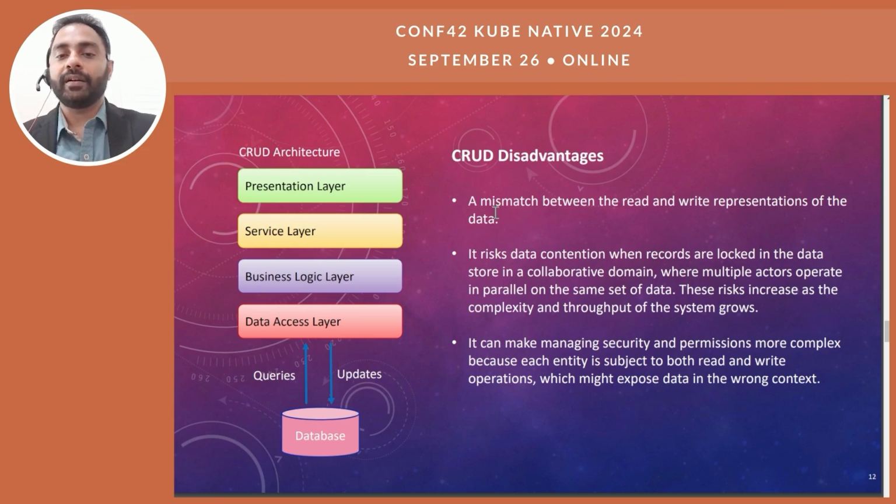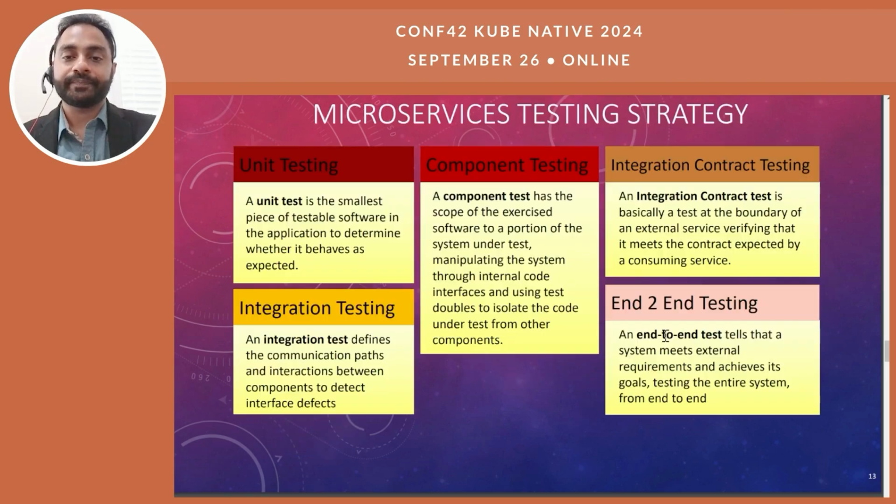It is basically a mismatch between the read and write representations of the data. It risks data contention while records are locked in the data store in a collaborative domain where multiple actors operate in parallel on the same set of data. These risks increase as the complexity and throughput of the system grows. It can make security and permissions more complex because each entity is subject to both read and write operations, which might expose data in the wrong context.